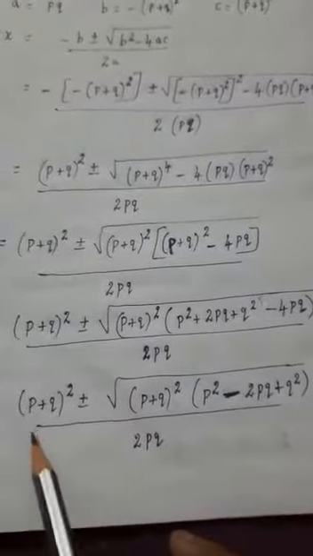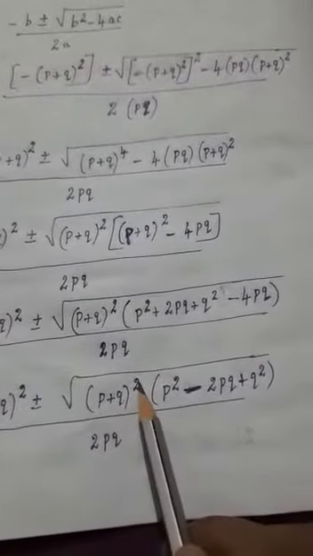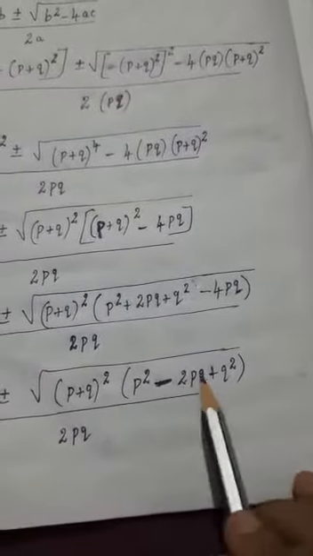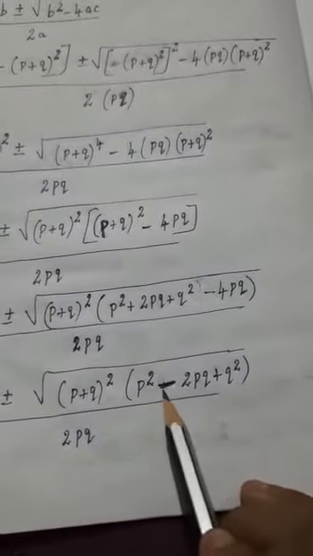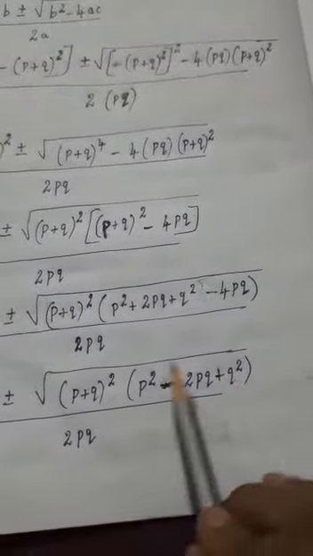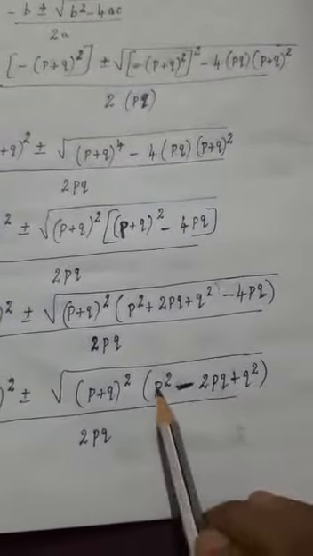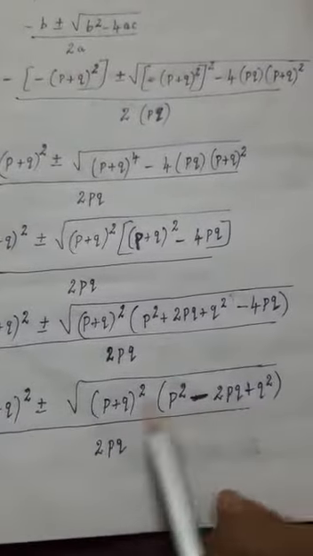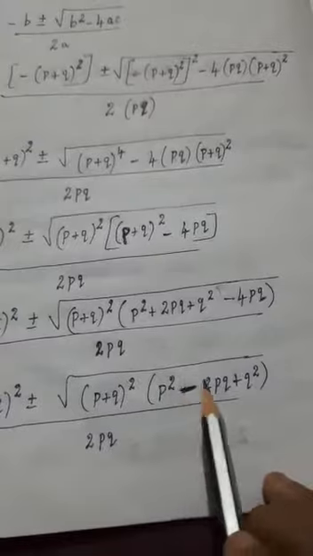So the next line, p plus q the whole square plus or minus root of p plus q the whole square. Here you know that you can apply the formula. So what formula do you have? A square minus 2ab plus b square. That means p square minus 2pq plus q square. So instead of this you can write p minus q the whole square, applying the formula. So you can write the next line, p plus q the whole square plus or minus root of p plus q the whole square, and instead of this we can apply the formula p minus q the whole square.